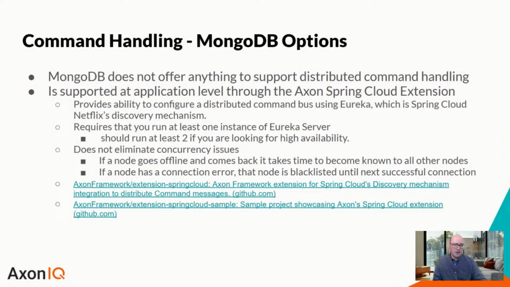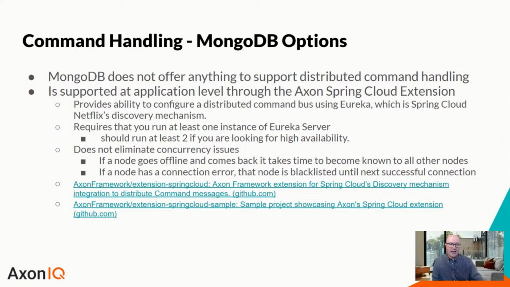This does not do load balancing to the same degree as what Axon Server will do. And it also doesn't completely eliminate our concurrency issues. If nodes go offline and come back, it takes time for it to become known to all other nodes. All the work to keep track of which command or which aggregate is being handled on which node is synced at the time of heartbeat. So you could find that you accidentally do have a command handled for a given aggregate on two different nodes at the same time, and you run into the concurrency issue that we're trying to avoid.